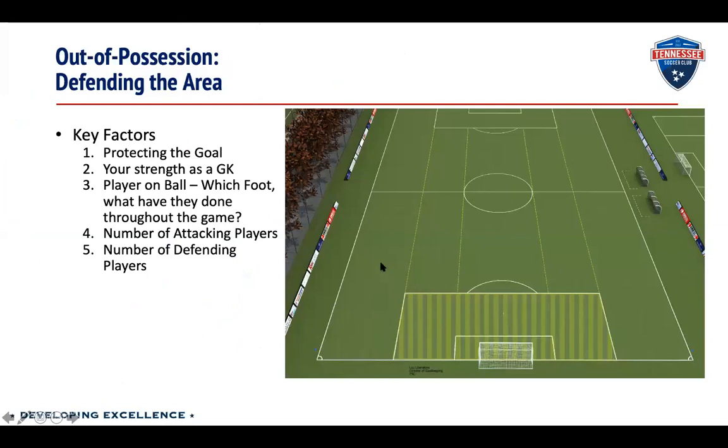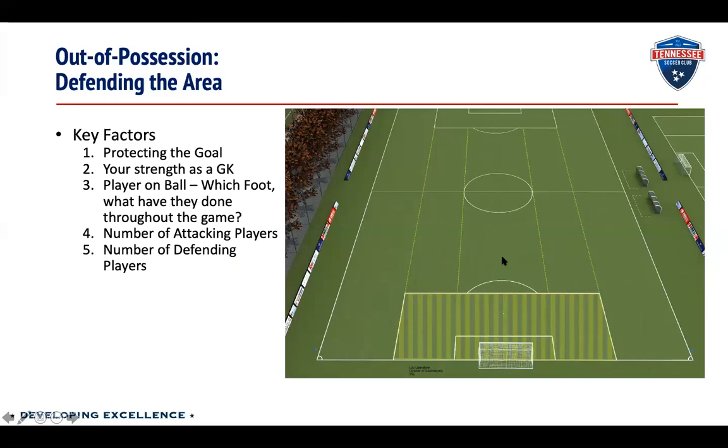We have the field, and we've divided it into 5 different channels. We have our wide channels here and here. We have what is commonly referred to as the half space here and here. The width of these channels depends on your coach and the club's game model, but for us, we're going to go with this kind of width, okay? And then we have our central channel.